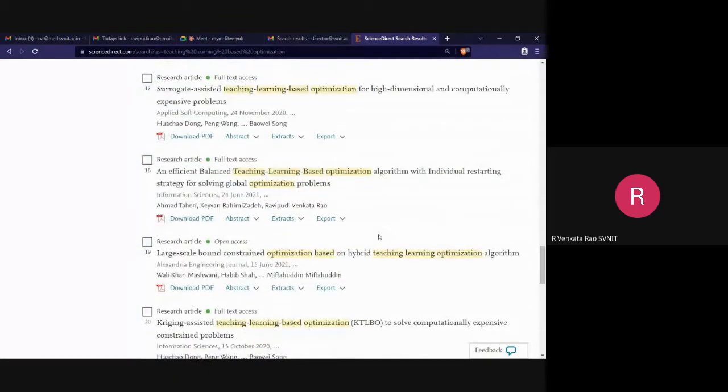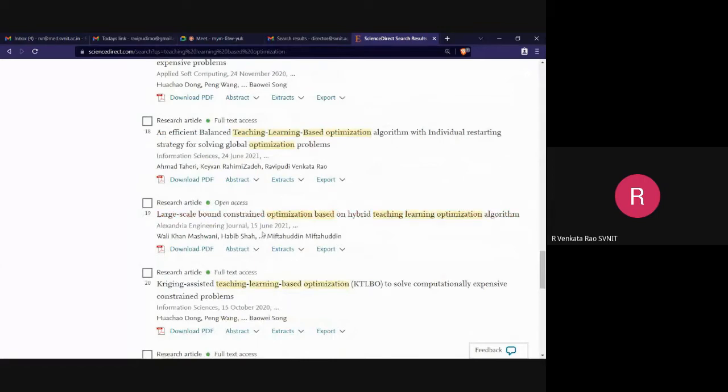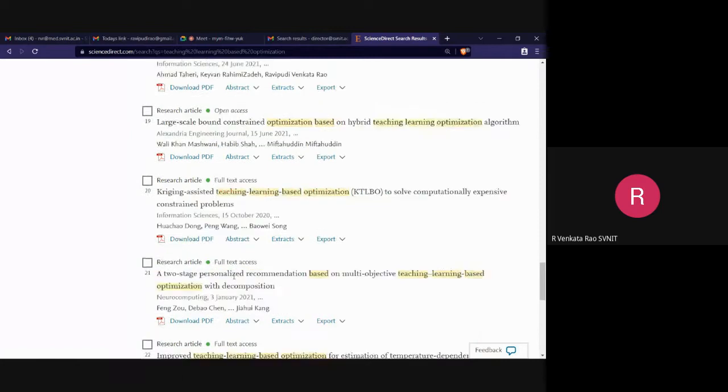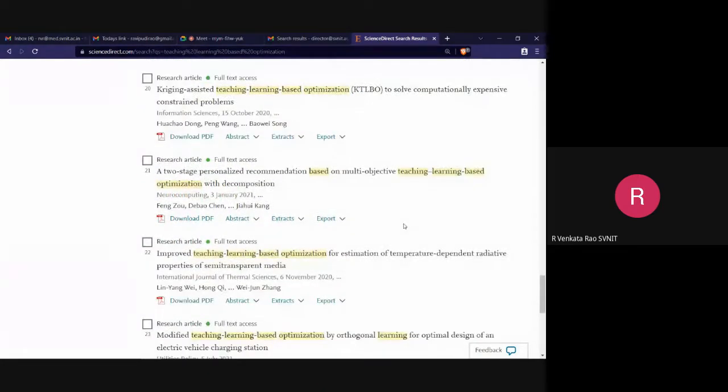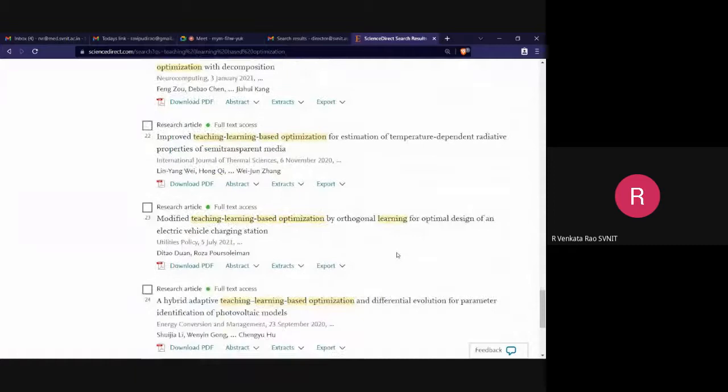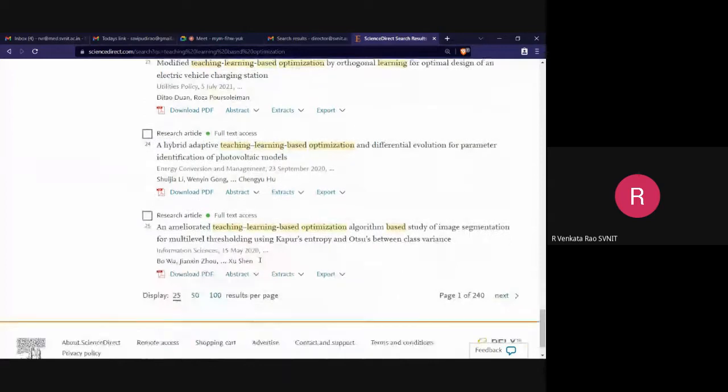And here, large-scale bound constraint optimization based on hybrid TLBO algorithm, and so many. I need not read each one. There are so many. Here you can see this is an interesting paper: Modified TLBO by orthogonal learning for optimal design of an electric vehicle charging station. For that design, they used this TLBO algorithm. Some modification they have done, and then they applied that.